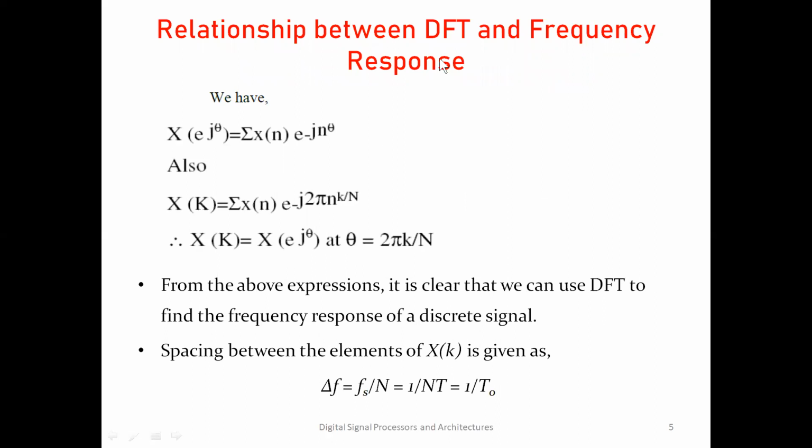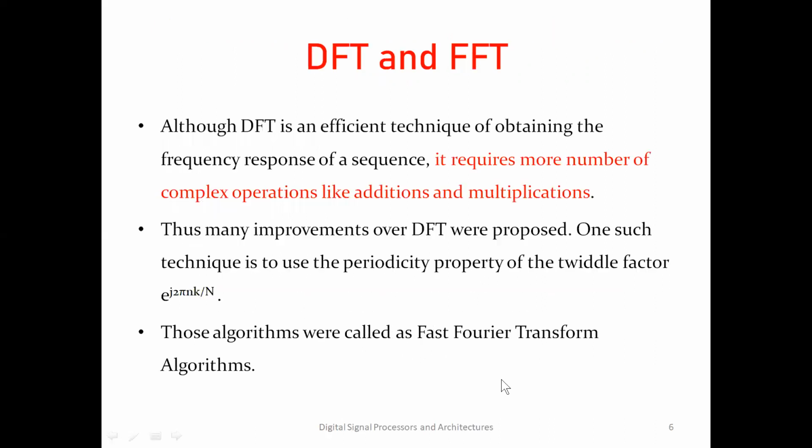Now, the relation between a DFT and a frequency response: these expressions show that we can use a DFT to find the frequency response of a discrete signal. That is the advantage, or the relation between DFT and frequency response. When we talk about the spacing between the elements of X(k), which is represented as delta f, it is given as fs by N, and since fs can be written as 1 by T, this becomes 1 by NT, that is 1 by T naught.